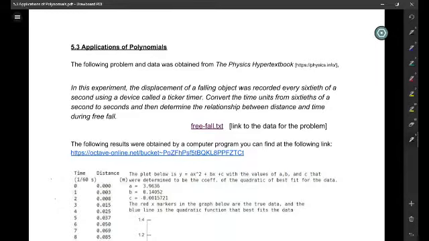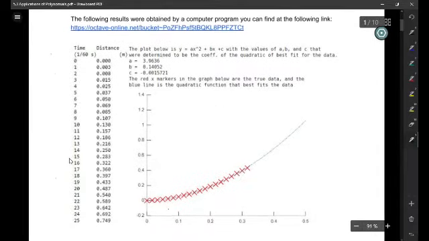This lecture is on the applications of polynomials. So I went and found a problem at the Physics Hyper textbook, which you can find at physics.info. And they recorded some data for a falling object. If you look down here in the time column, you have 60ths of a second. So this is 0 seconds, 1/60th of a second, 2/60ths of a second, 3/60ths of a second, and so on. In this column, we have the distances the object has fallen from the point from which it was dropped.